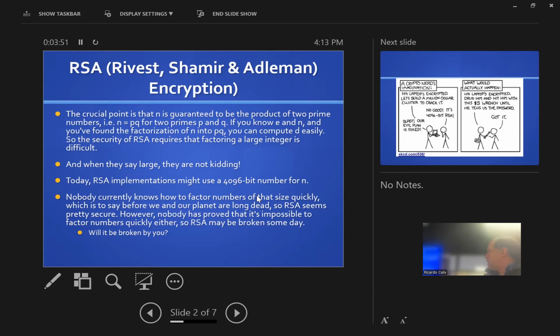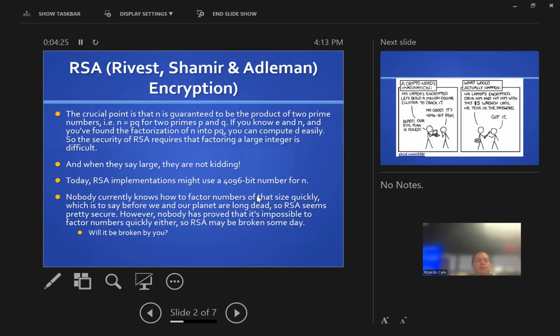So the security of RSA requires that factoring a large integer is difficult. And when they say large, they are not kidding. You already saw we use keys that were very big in the last homework assignment. I think that 4096 never processed. Granted, that was on the VM and written in Python versus C, but still, the key is really big. So today, RSA implementations might use a 4096-bit number for n or even bigger.